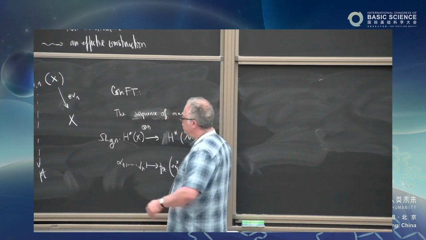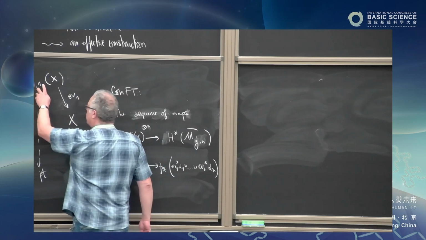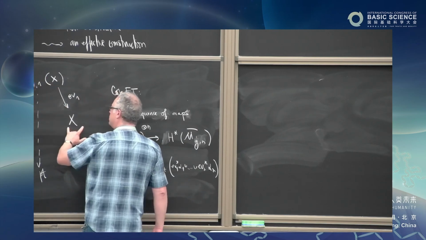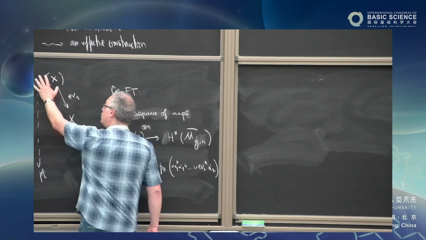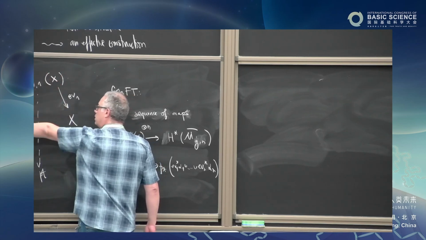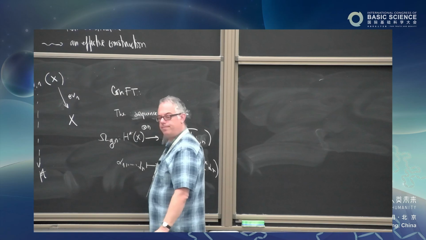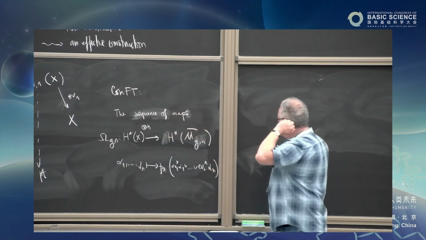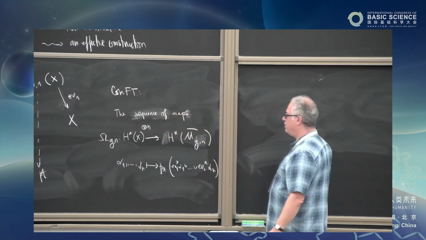So if I'm looking at M_{g,n}, I have n marked points, I have n evaluation maps, I have n cohomology classes here, I pull them back, cup them together, and then push them down to M bar_{g,n}. So this is what the CohFT is.